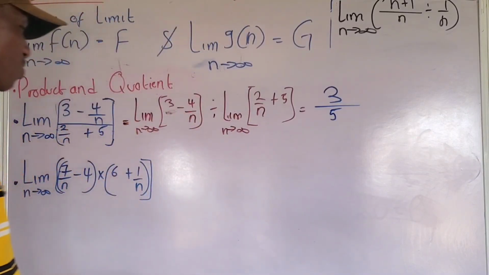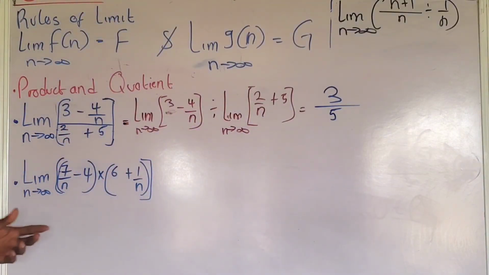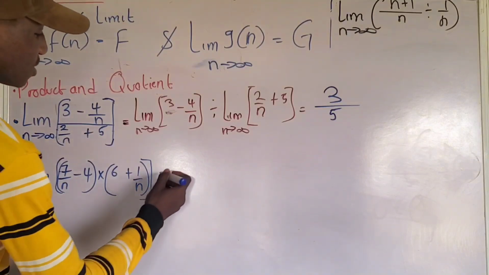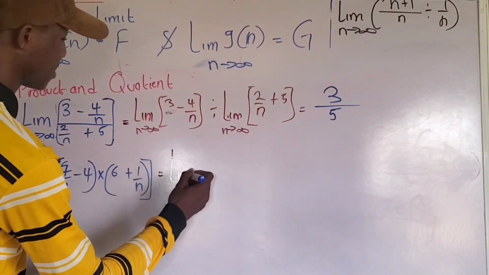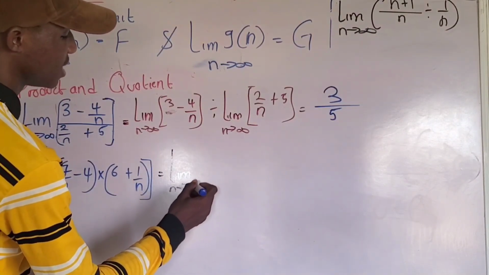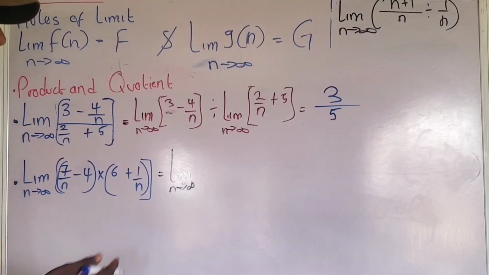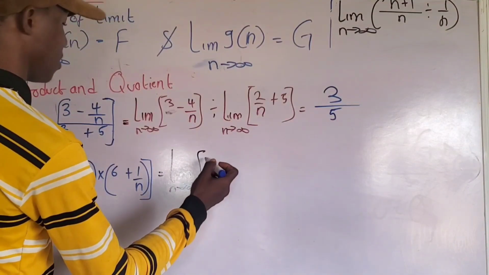Okay, now for the second question, we have the limit of (7 over n minus 4) multiplied by (6 plus 1 over n) as n tends to infinity. Now, we have 7 over n minus 4. Just write it out. If you are solving this in theory, you can just put it in this form.